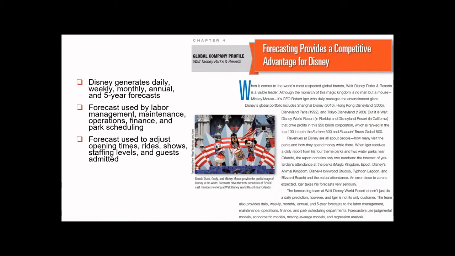Okay, so you read about this, and you'll see why they are competitive. Why is Disney very successful? Because one of them is their forecasting system, and of course marketing and so on. But forecasting is the first, and it says they use a judgmental approach. They use economic models. They use moving averages. We will have the opportunity to look at some of these methods. Some of these methods are going to be useful if you do research in this area.